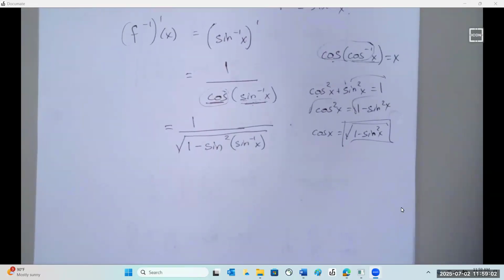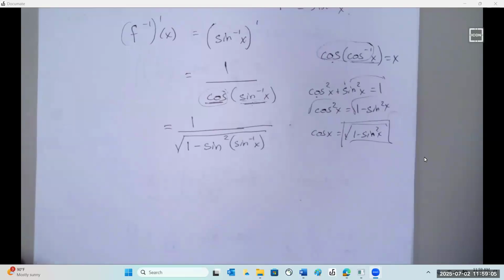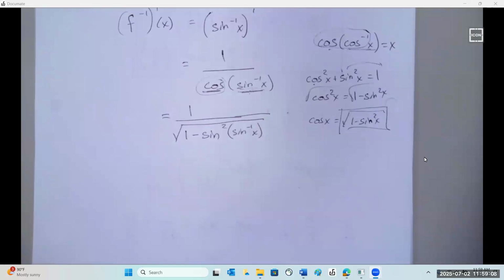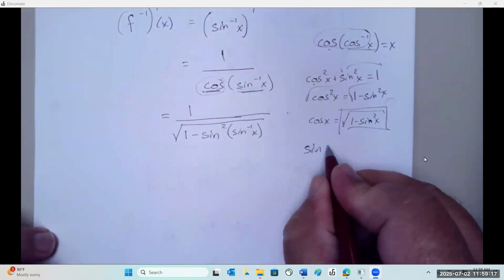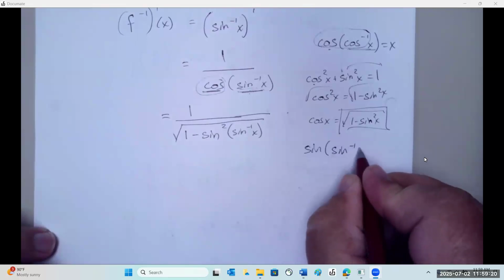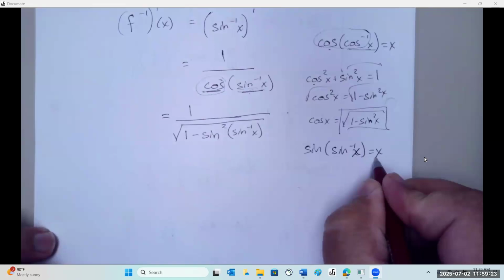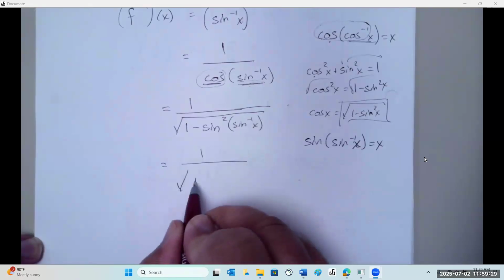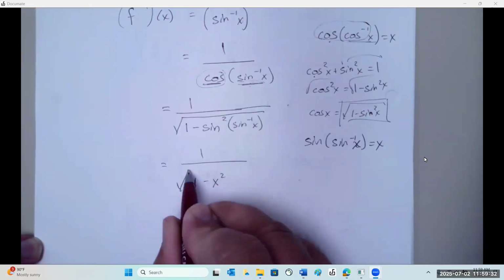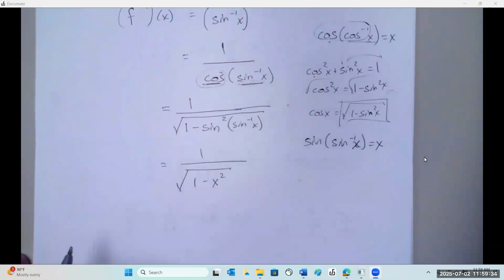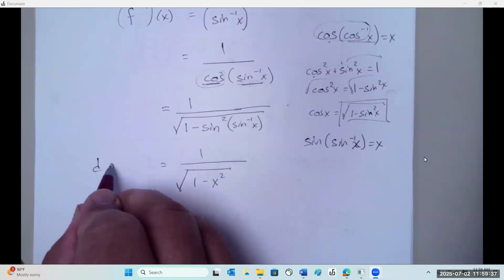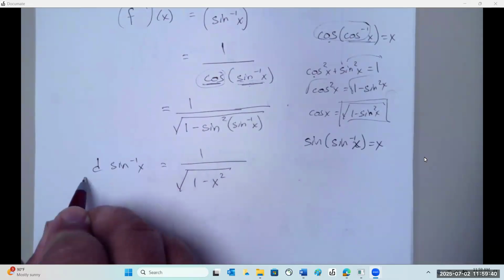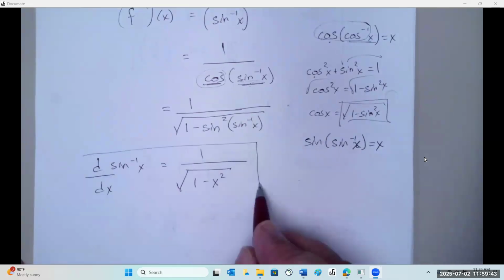Get that out of the way. And we know that sine of sine inverse of x is equal to x. So that means this equals the square root of 1 minus x squared. So the derivative of the inverse sine is this.